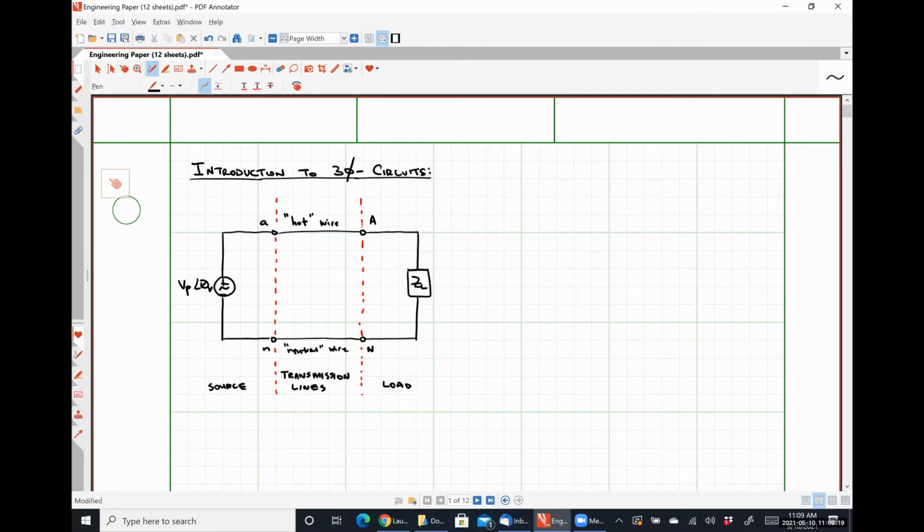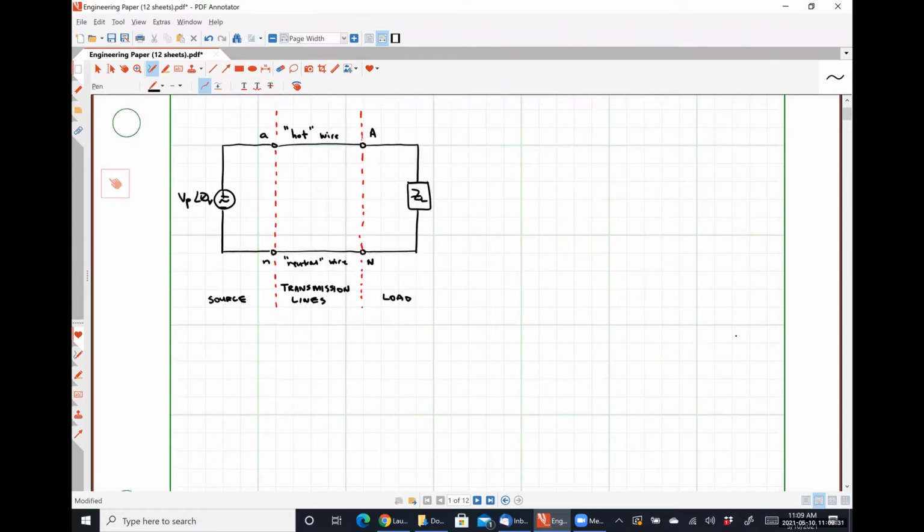So anyway, this is what we are largely used to dealing with, okay? Now I'm going to draw what's called a 3-phase, 3-wire system. Okay. So in a 3-phase, 3-wire system, we are going to have 3 voltage sources.